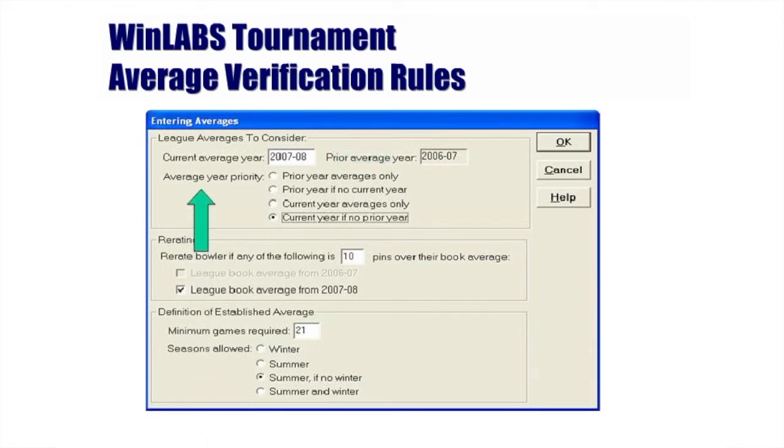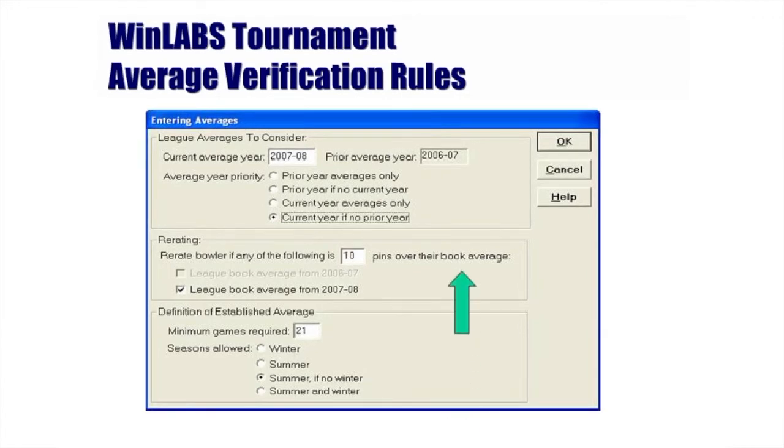The next option is to establish the year of averages that you are going to compare the bowler's entering average with. Most tournaments still use the previous year's highest average as the entering average for their tournament. If this is the case in your tournament, the proper choice would be current year if no prior year. Some associations collect January 1st averages for use in their annual tournament, which runs in February. This provides a more current measure of their skill. They would then be using the current year averages. The proper selection in these cases would be prior year if no current year.